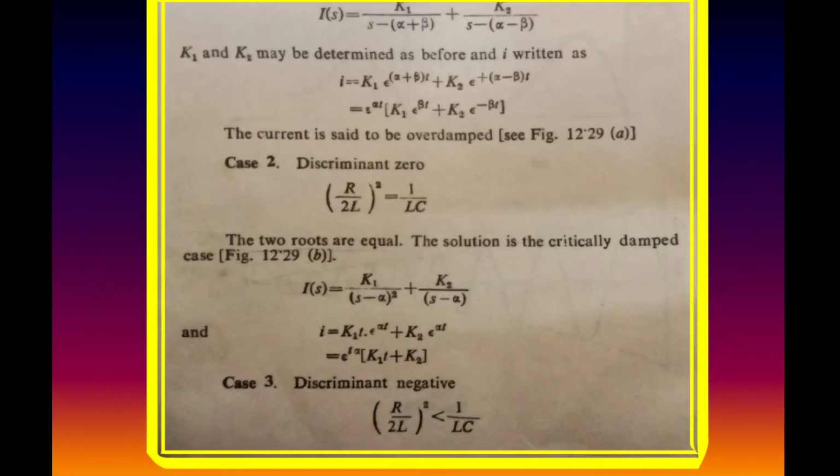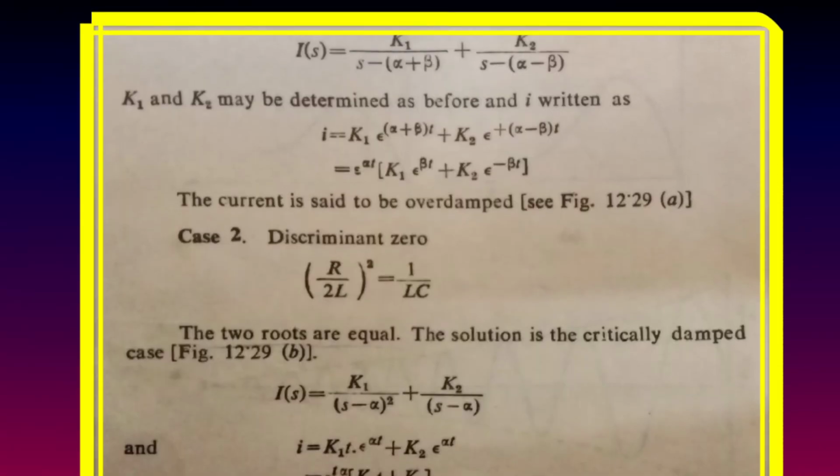So the solution may be given as I of s equal to K1 divided by s minus alpha plus beta, plus K2 divided by s minus alpha minus beta. So we are getting two solutions, and they are real. K1 and K2 must be determined to find the value of i. So i can be given as K1 into e power alpha plus beta into t, plus K2 into e power alpha minus beta into t.